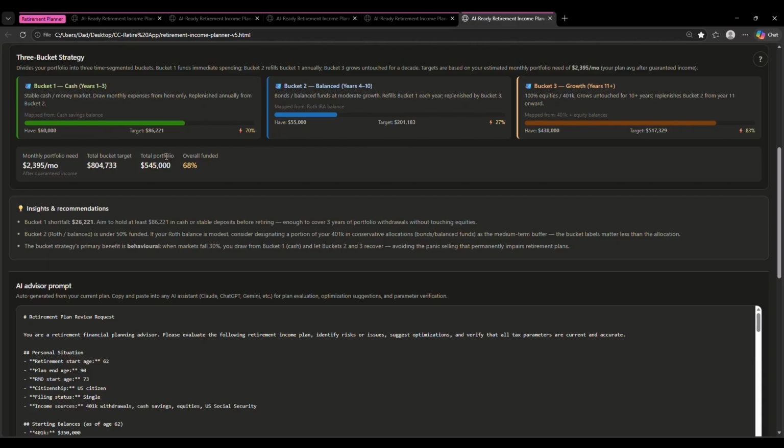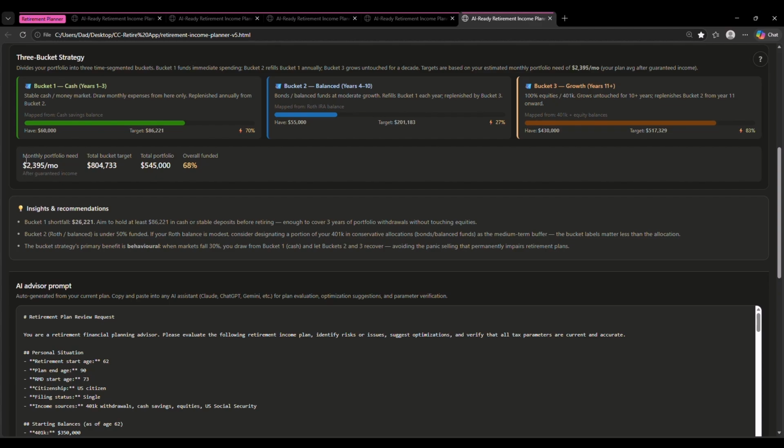What the tool does automatically is map your existing balances to these buckets. Your cash savings becomes bucket 1, your Roth IRA maps to bucket 2, and your 401k and equity balances go to bucket 3. Each bucket has a progress bar showing you how fully funded it is against the target based on your monthly portfolio need. Green check marks mean that it's fully funded, and amber means there's a gap. The bottom row shows the total, how much your buckets need versus how much they have.